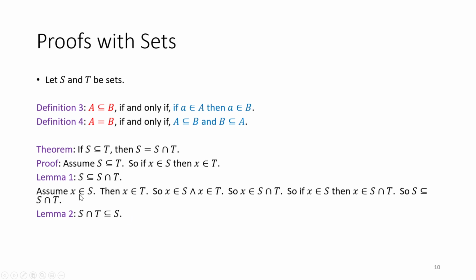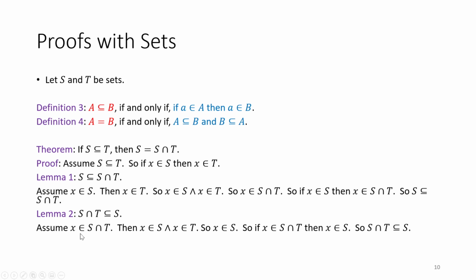And again, how are we going to do this? Well, the argument structure is going to be the same, in that we're going to start by assuming we're in this set, and then we need to argue we're in this set. So let's see. Assume that X is in S intersect T. Again, we're trying to argue it's in S. Now remember, if X is in S intersect T, by definition of intersection, that means X is in S and X is in T. Now we'll use the conjunctive simplification.